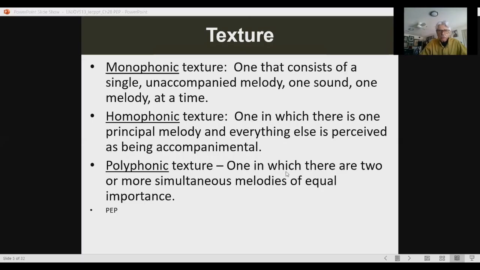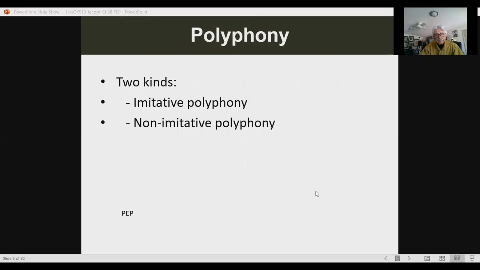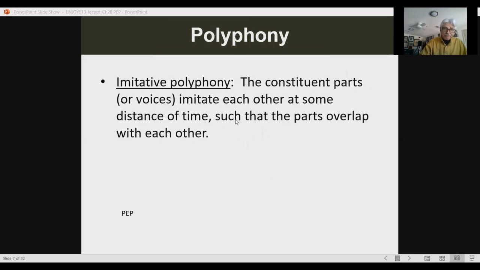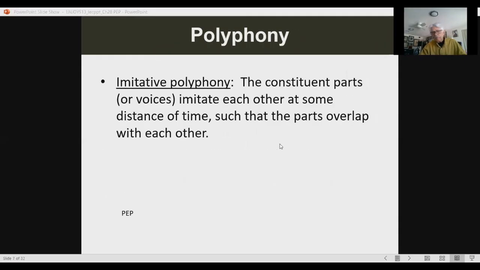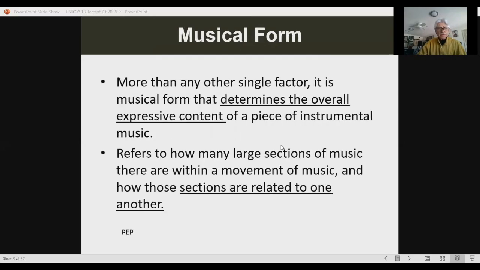And polyphonic texture is where the key word is poly, right? More than one at the same time. The music lines are written to be equals and not one dominating over the other and performed simultaneously. And then when we talk about polyphony, there's two kinds of polyphony. There's imitative polyphony and non-imitative polyphony. Imitative polyphony, where the parts imitate each other. No wonder they call it imitative polyphony. And then they overlap, right? We're going to hear a lot of that. And of course, non-imitative polyphony, like, well, the Renaissance had a lot of non-imitative polyphony with the vocal parts.